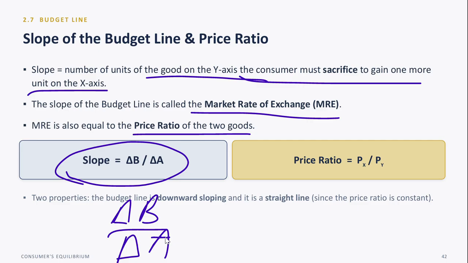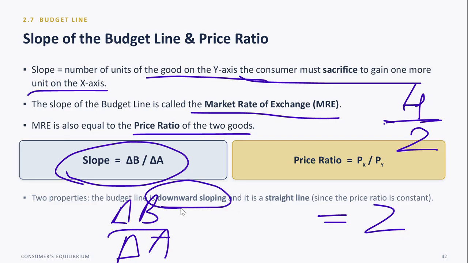So if the price of apples was, suppose, 4, and the price of bananas was, suppose, 2, the MRE or the slope of the budget line would be 2. Two properties: the budget line is downward sloping and it is a straight line since the price ratio is constant. This price ratio is always going to remain constant at any point, because the prices of the commodities are taken to be constant here, it is not changing.